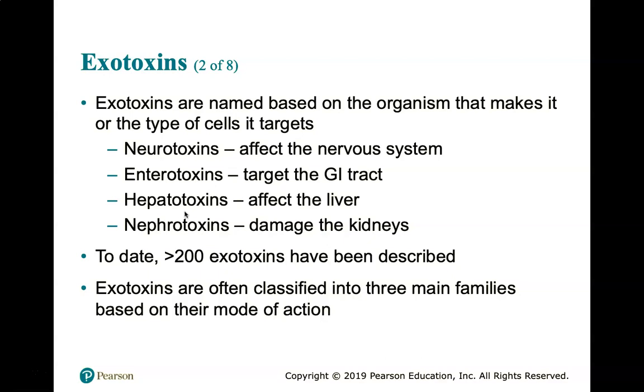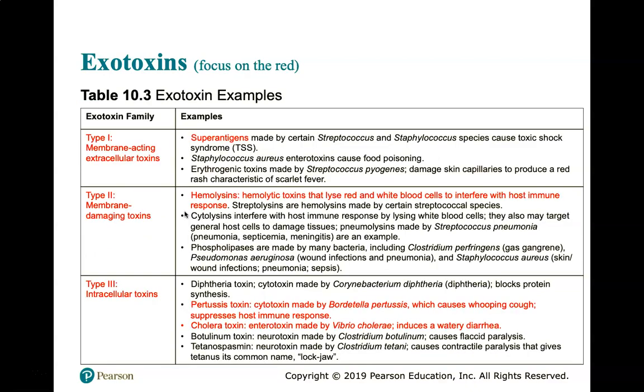There are a lot of exotoxins out there. We've described a lot of them, and they're again classified into three major families based on their actions. And I do expect you to know all three types. However, I will only expect you to know one, maybe two examples from each family. So this is table 10.3 in your book. Everything highlighted in red is something you should know.